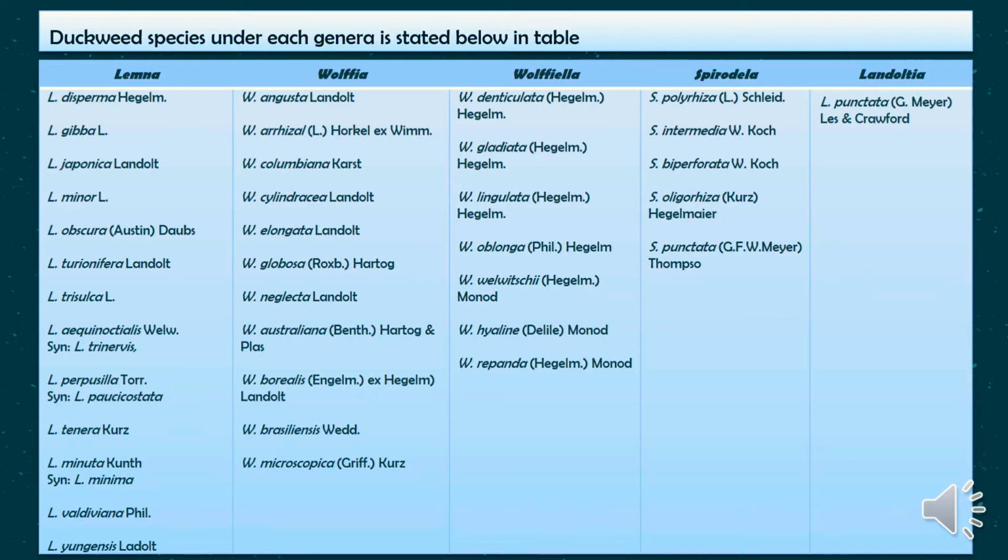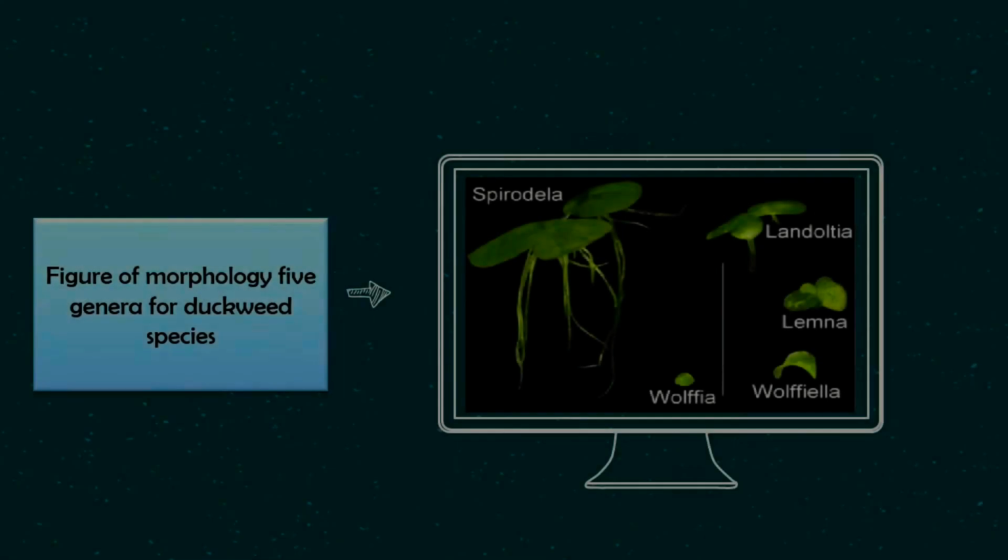As we can see, Lemna contains the highest number of species, which is 13, followed by Wolffia 11, Wolffiella 7, Spirodela 5, and Landoltia 1.